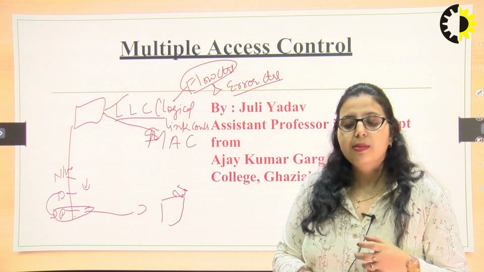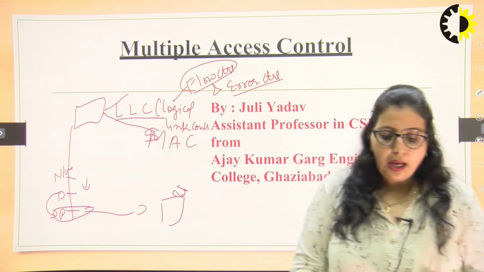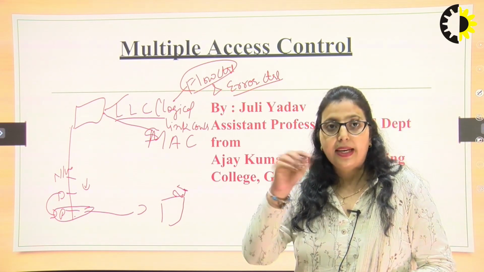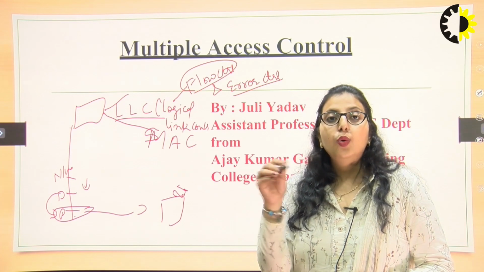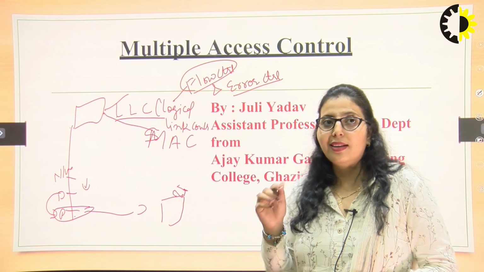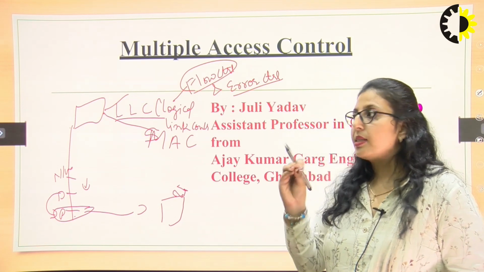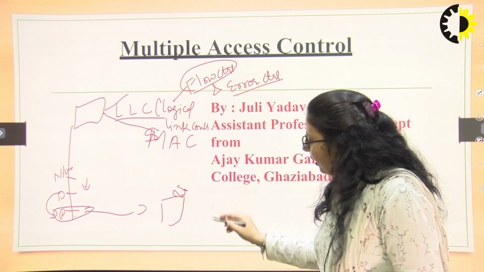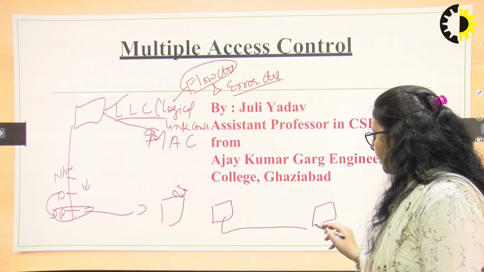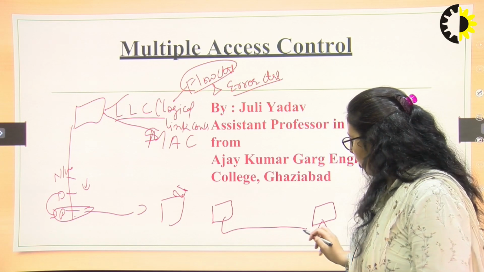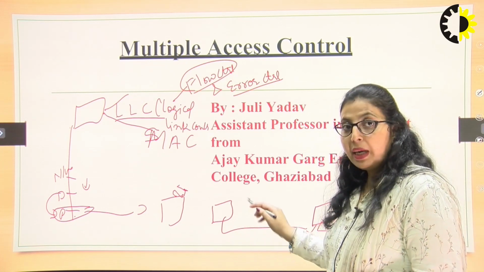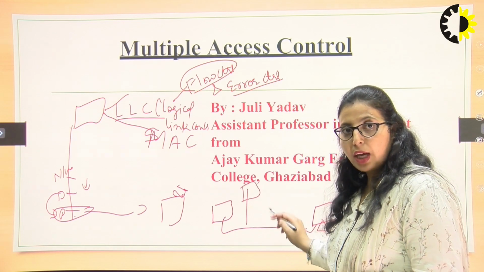So, what is this multiple access control? In multiple access control, we basically study the channel that we are using to transmit the data from one source to another. Multiple access control means that while the source is sending the data to the receiver end, this is the only channel, in which multiple systems or multiple nodes are connected.